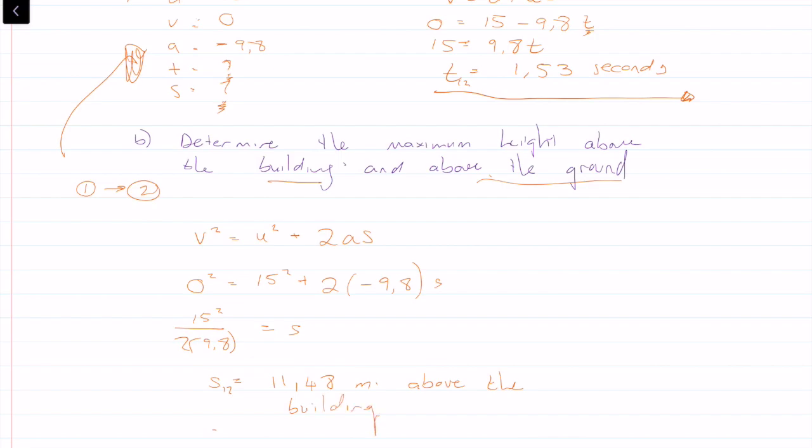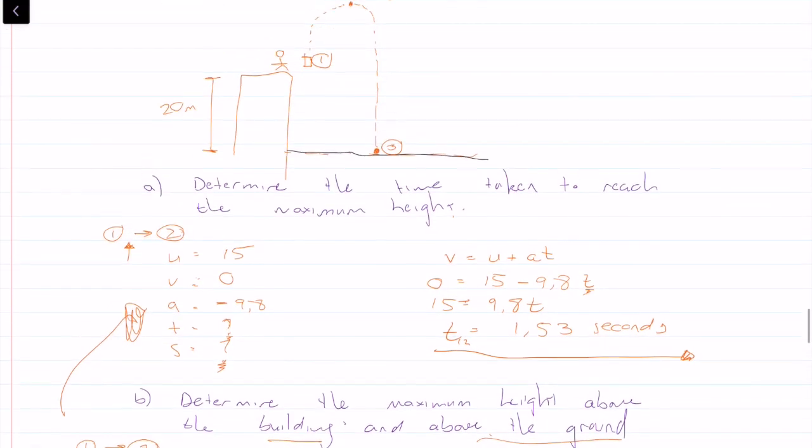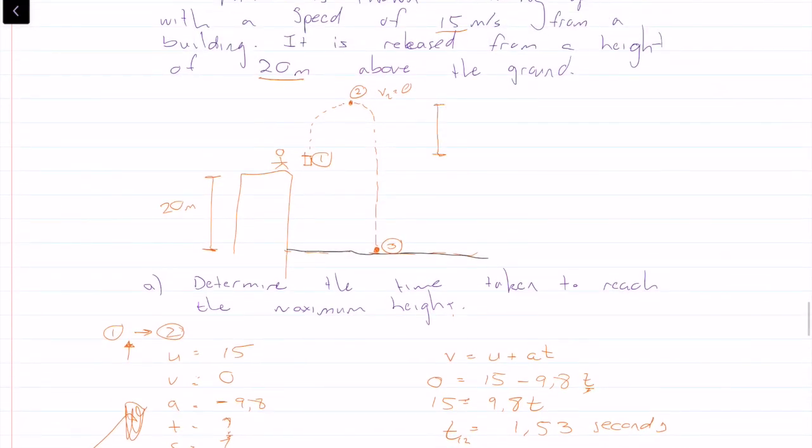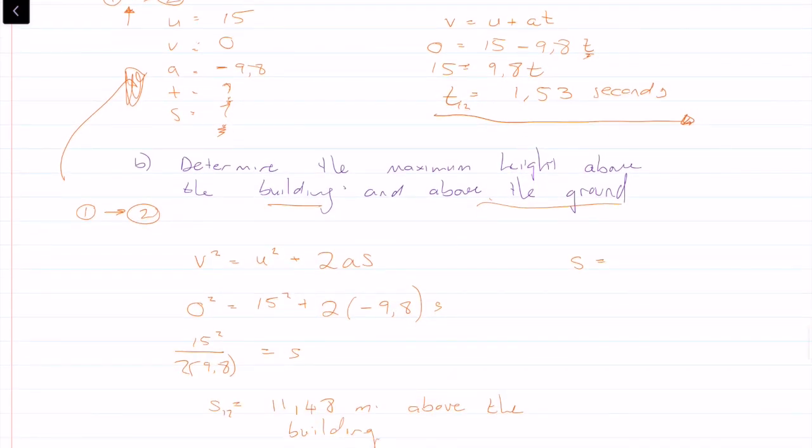But now to answer the second part, I want to know how far it is above the ground. So the displacement above the ground is going to be equal to what I calculated, which was 11.48, and this distance here is 20. So to get the distance above the ground, I just add these two. So the displacement above the ground is equal to 20 plus 11.48. So that comes out as being 31.48 meters above the ground.